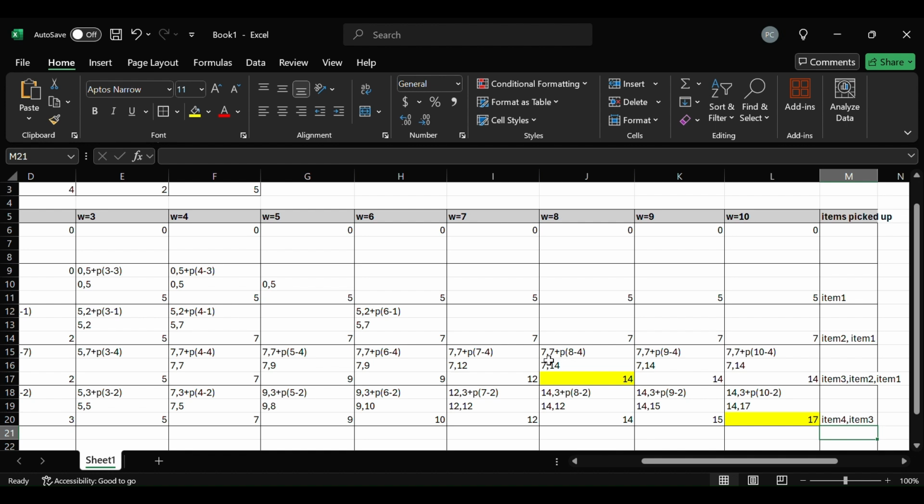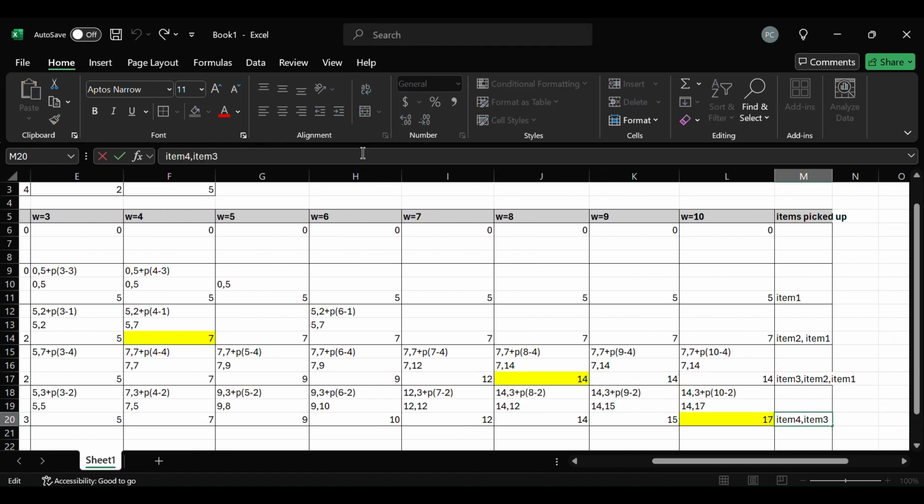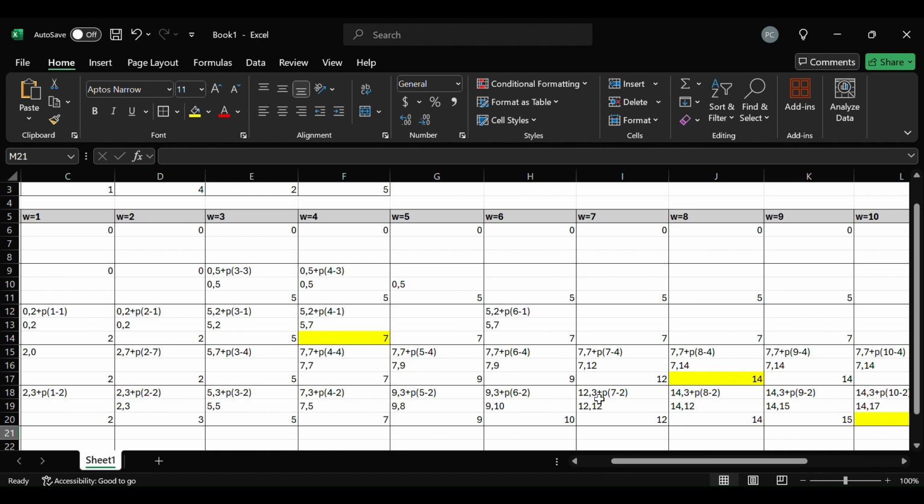and it will be 7 plus the remainder. So the remainder is P of 4, go up, go to 4. Again, the decision here is pick up. So the item we pick up is item number 2. The item we pick up there is item number 2. So pick up item number 2. And then we need to consider the remainder, which is 2 plus P of 4 minus 1, P of 3. So go up and go to 3 here.